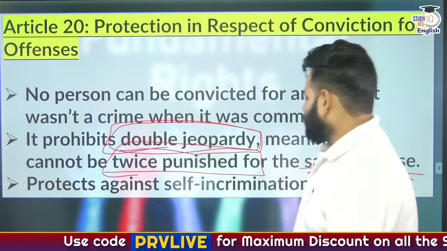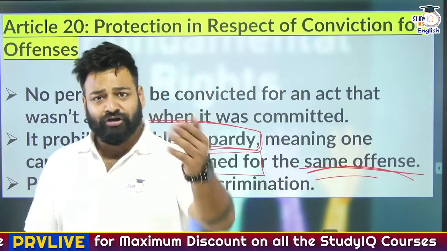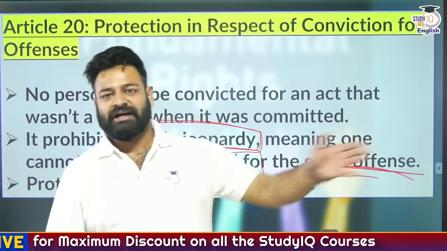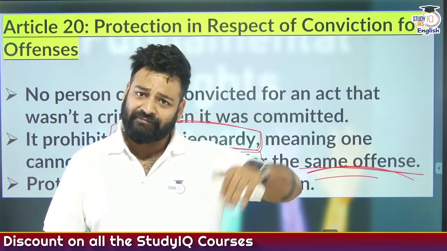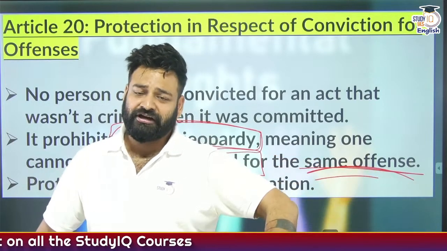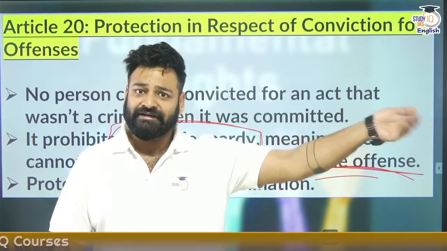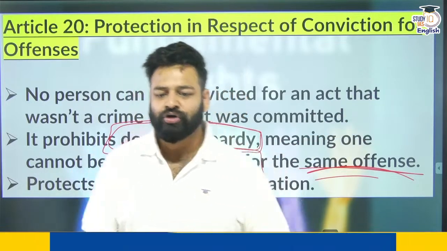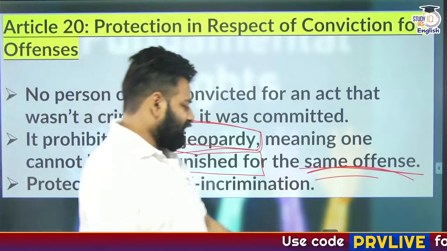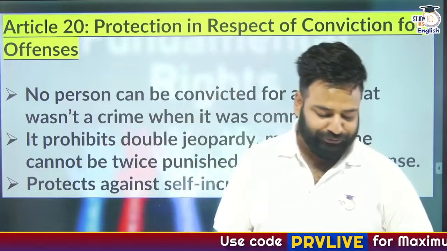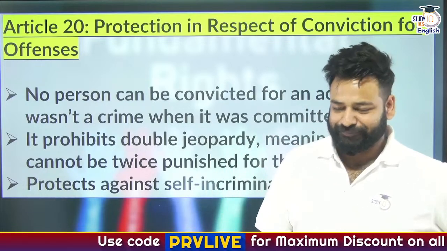And third one, no self-incrimination. No self-incrimination means you cannot be a witness for yourself. That, no, Judge Sahab, I haven't killed that person. How? Who is the witness? What is the evidence? Me, myself. I have seen myself at that time, when the crime was happening. I was not here, I was in some other city. I am myself the witness, I have watched myself in that second city. No, not like that. No self-incrimination can take place. So this is what Article 20 is all about: protection in respect of conviction for offenses.